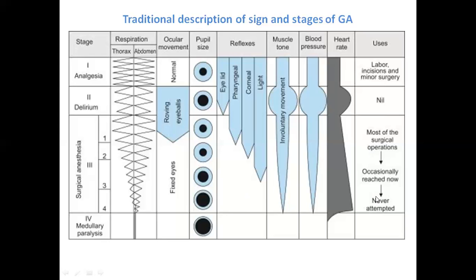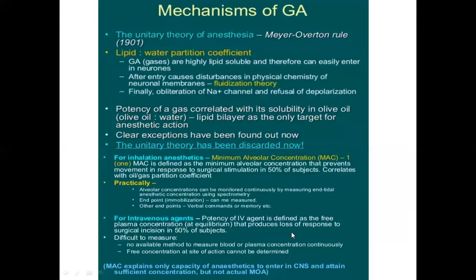Now stage 4, or medullary paralysis. In this stage, medullary paralysis indicates imminent death. The pupils are completely dilated. And finally, respiratory arrest followed by circulatory failure occurs.